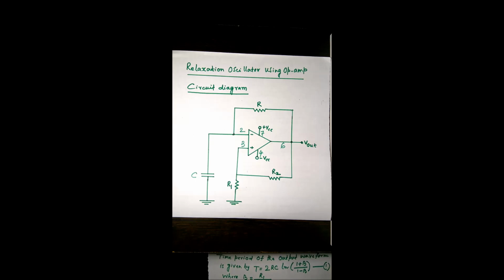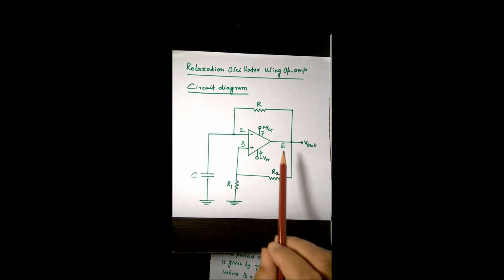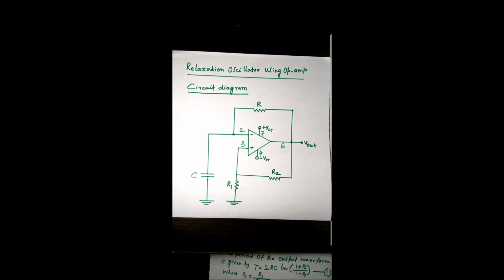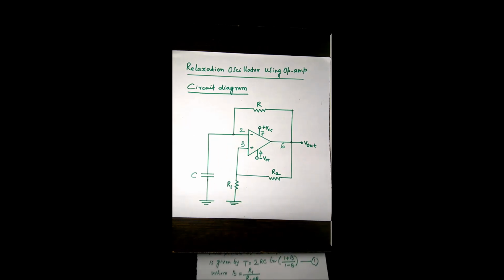Relaxation oscillator using operational amplifier. This is the circuit diagram for a relaxation oscillator using an operational amplifier. Now, for a given frequency we have to design the circuit, and we have to calculate the values of R1, R2, R and C. Let us consider that the given frequency is 1 kilohertz, and therefore the time period will be equal to 1 millisecond.